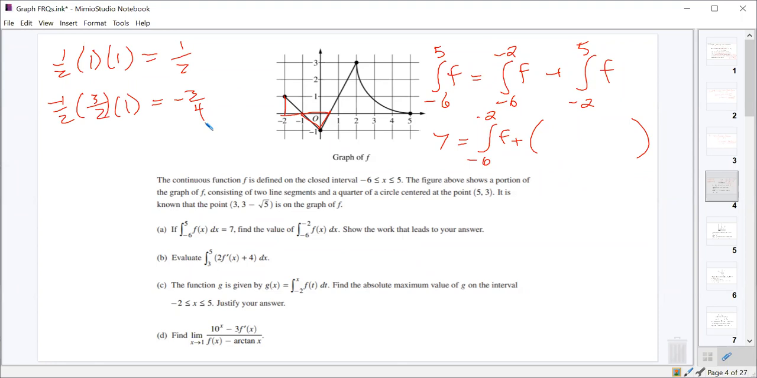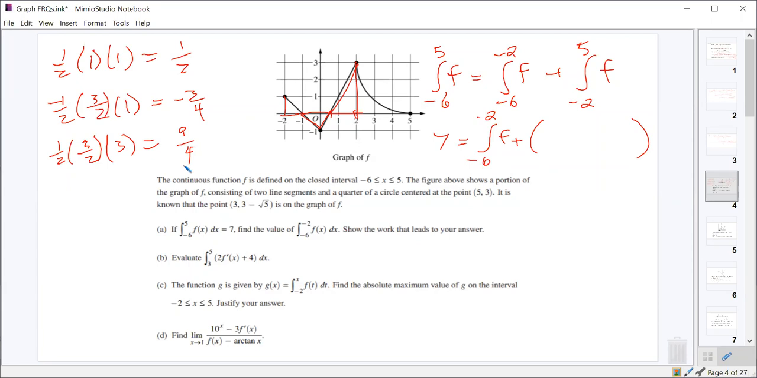All right. From 1/2 to 2, we've got another triangle, right? That one is above the x-axis, so that should just be 1/2 the base, which is 3/2, times the height, which is 3. That should be a positive 9/4, being above the x-axis.